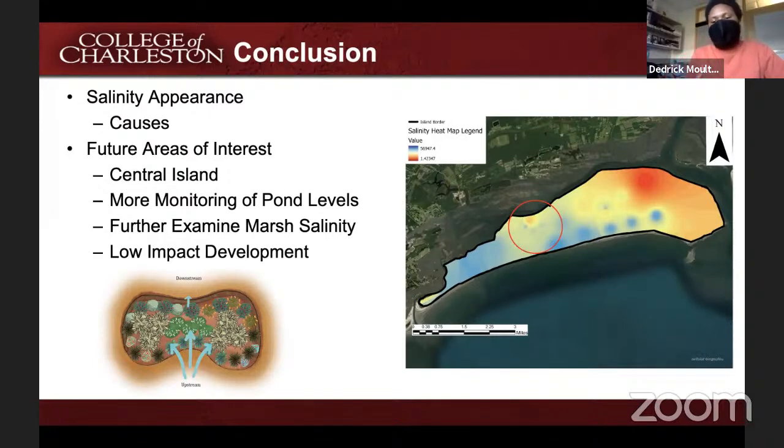And in the future, I suggest monitoring those areas that I pulled out in the cross sections, doing more monitoring of the ponds, doing a more complete analysis of the marsh salinity, and beginning to see how low impact developments can be used, as well as where it would be best to install them.